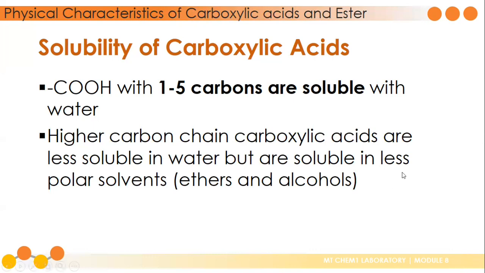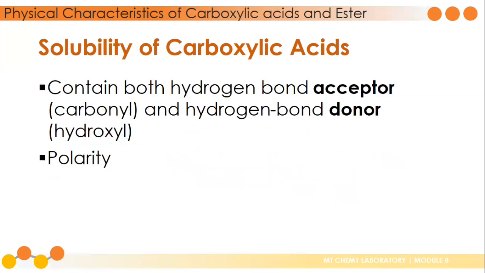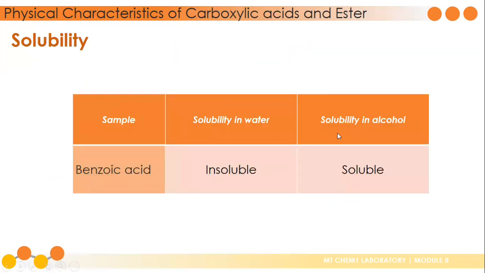But as you can see here, in less polar solvents, just like ethers and alcohols, carboxylic acid can be soluble, just like in our result in this one. So we have an alcohol, which in the experiment, you used an ethyl alcohol. Because of its low polarity, even if benzoic acid has more than 5 carbons in its chain length, it is still soluble in alcohol.